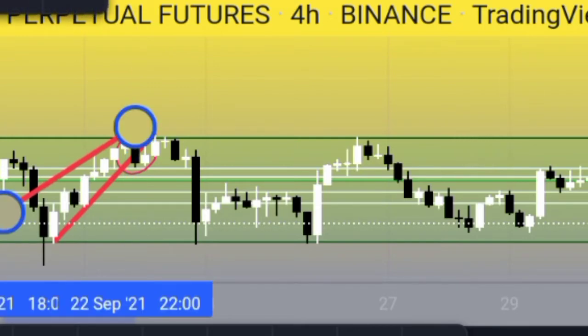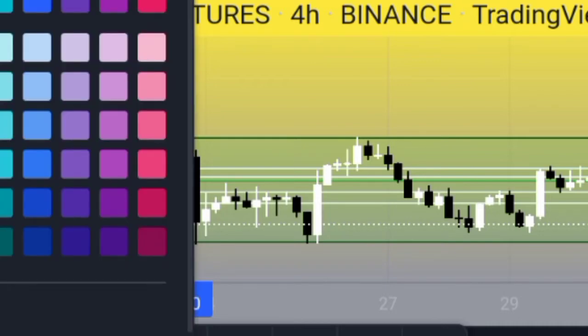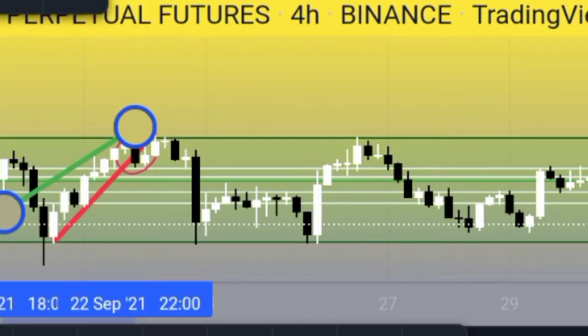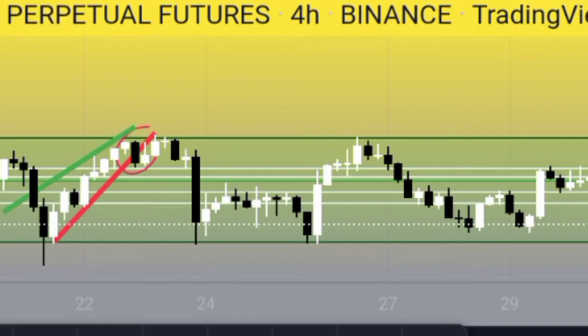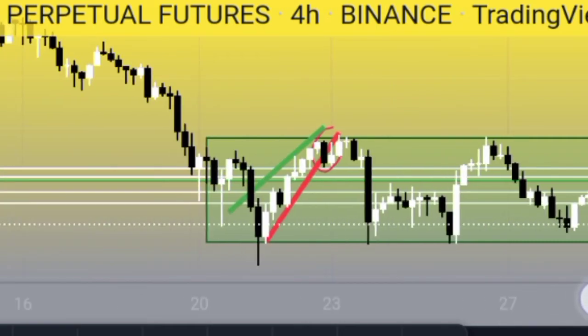After drawing this support and resistance, let me color the resistance green, and the support should be red. So after drawing your trend lines, you wait for a breakout there. You wait for a breakout.